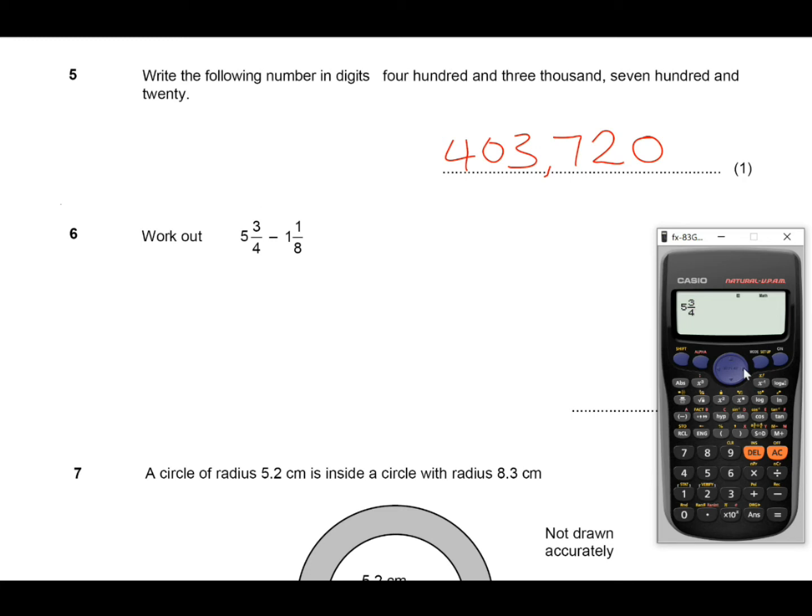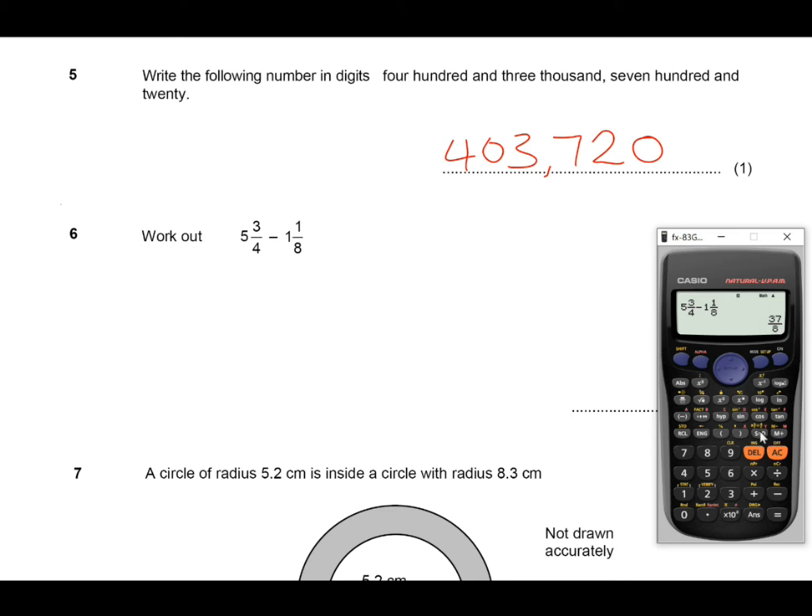Don't forget to move the rocker to the right, so we're not subtracting from the 4, we're subtracting from the whole mixed number. Then use the same button again, so the mixed number button, and put in 1, use the rocker switch to get your 1/8. And then just press equals. It gives you a mixed number format, which is 37/8.